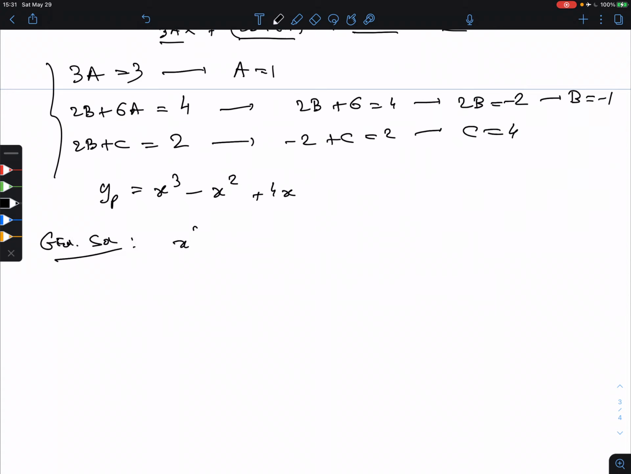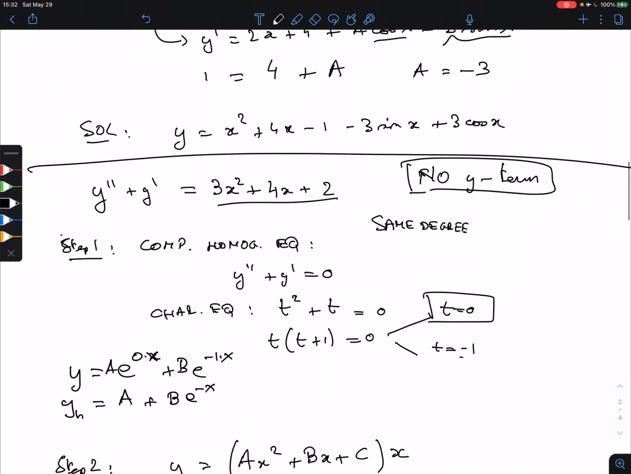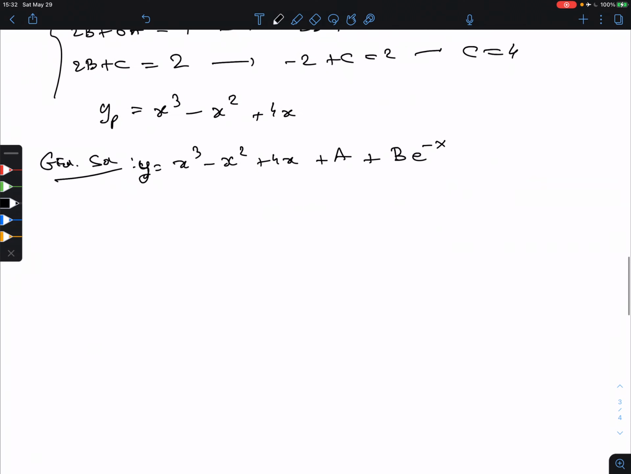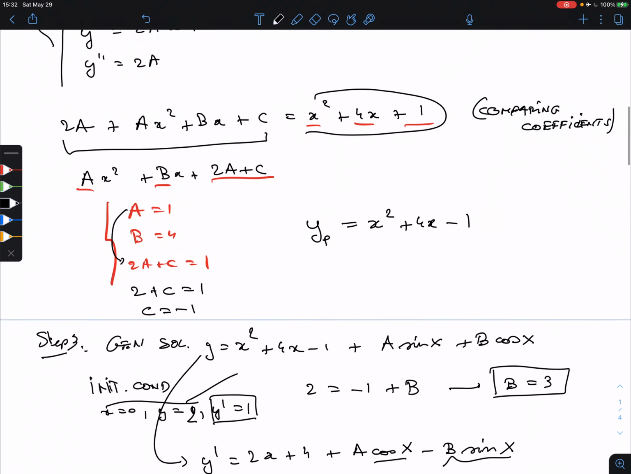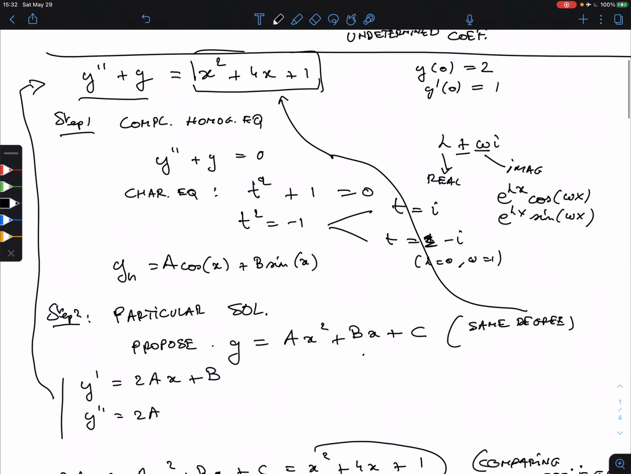Would be to combine the two, right? y equals x cubed minus x squared plus 4x plus a plus b e to the minus x. And did I give initial conditions? No, I didn't say initial conditions, so let's leave it that way. Okay, so this is what happens when there is no y term. Now you can say, Professor, this one had no y prime term. Why didn't we do anything with that? Oh, that's okay. I will show examples where there are all three terms. So it is the y term that matters.